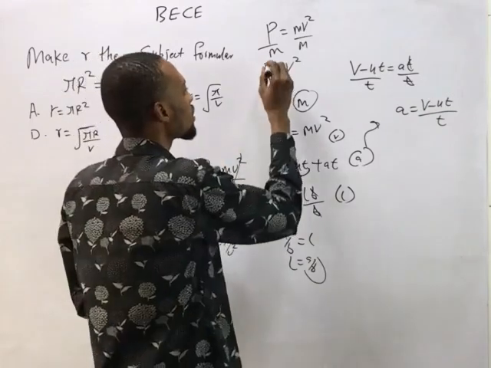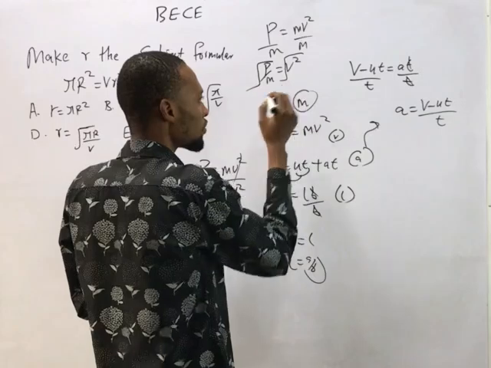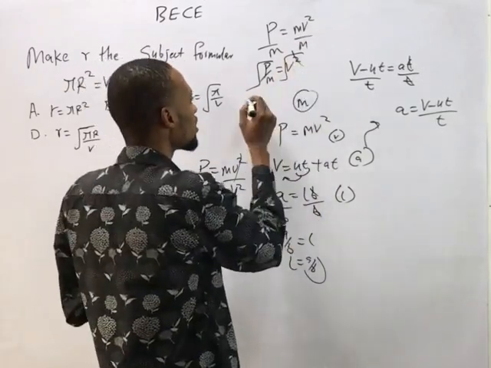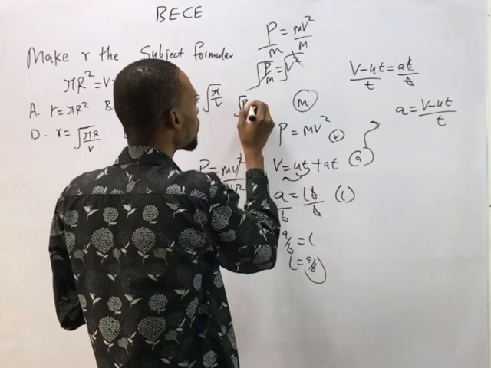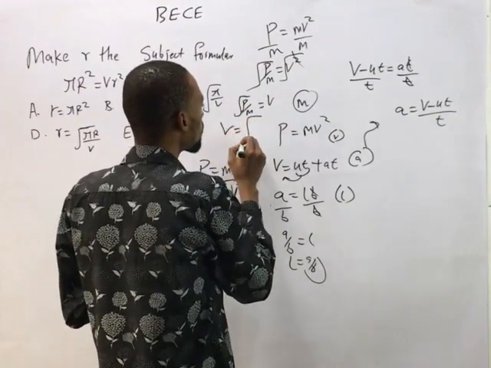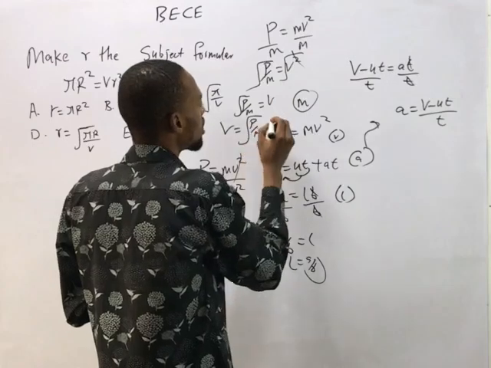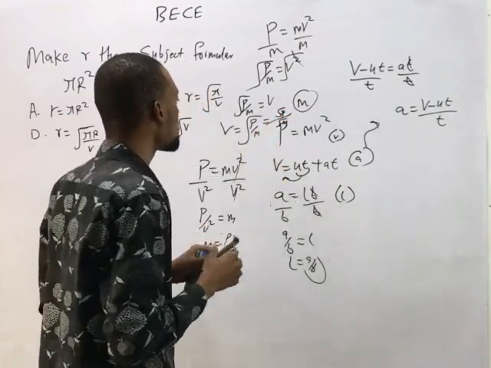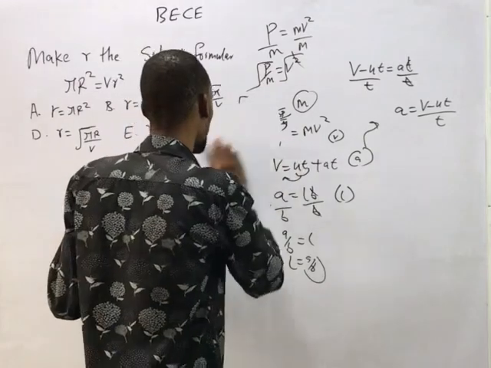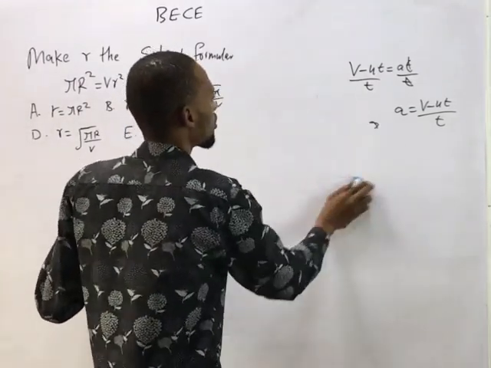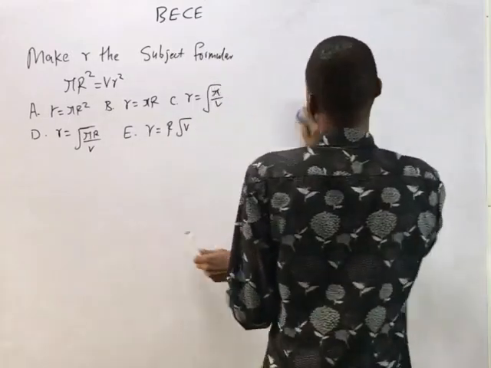So this is square. So if I look for the square root of here and square root of here, this square root will cancel this square. So v will be left here, and here will be p over m is equals v. So v is equals square root of p over m. It is the same thing as square root of p over square root of m. So I made v subject formula here. That's how to solve questions involving change of subject formula.